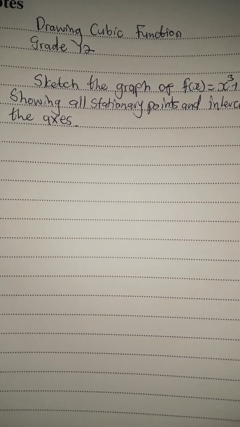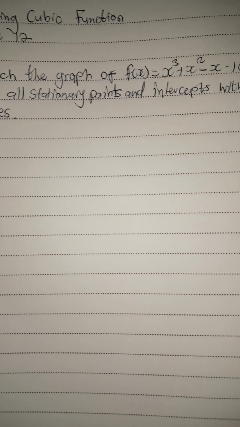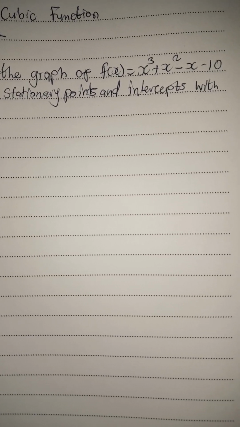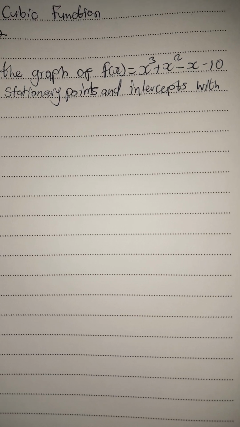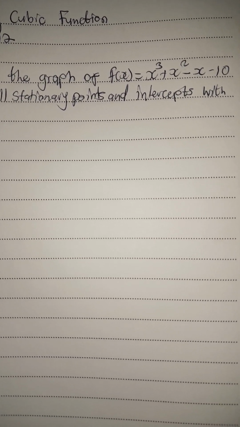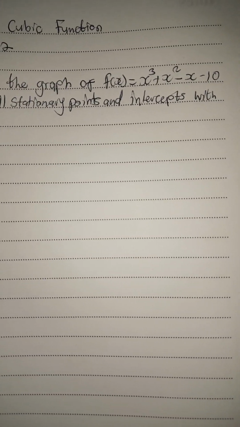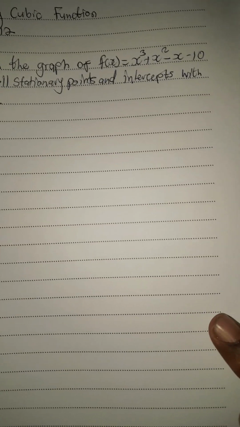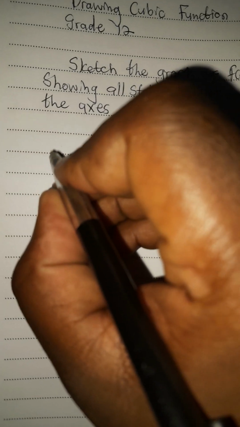In this video, we are going to work with drawing a cubic function. Sketch the graph of f of x equals x cubed plus x squared minus x minus 10, showing all the stationary points and the intercepts with the axes. When you're drawing a cubic function, there are things that you need to take note of.